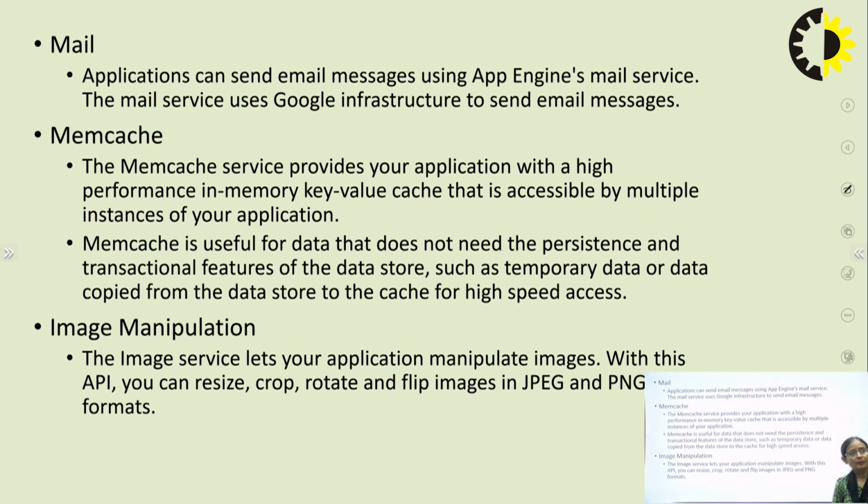Mail. Applications can send email messages using App Engine's mail service. The mail service uses Google infrastructure to send these messages. Memcache. The Memcache service provides your application with a high performance in-memory key-value cache that is accessible by multiple instances of your application. Memcache is useful for data that does not need the persistence and transactional features of the datastore, such as temporary data or the data copied from the datastore to the cache for high-speed access.